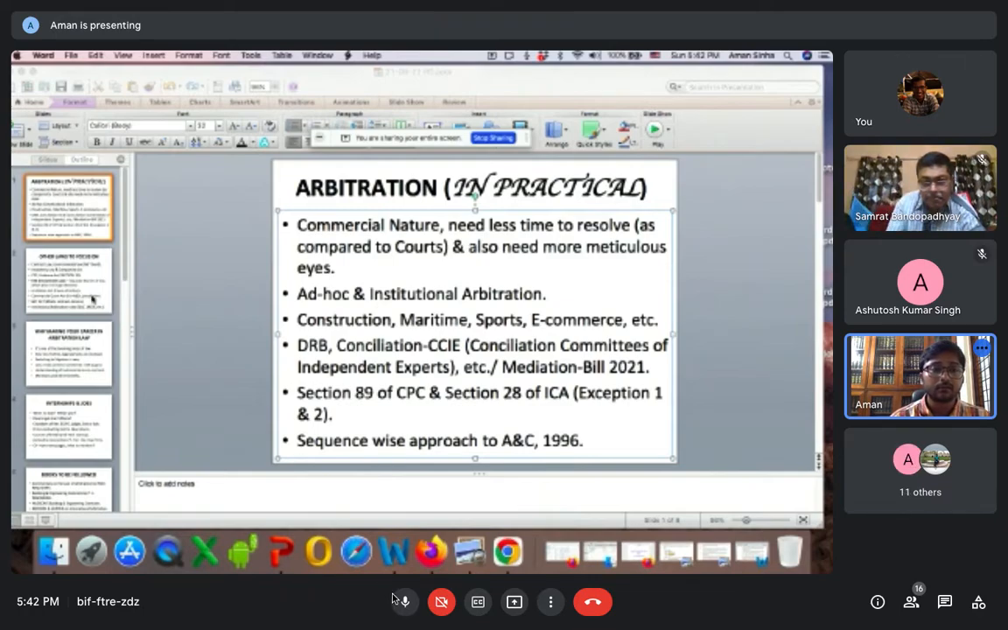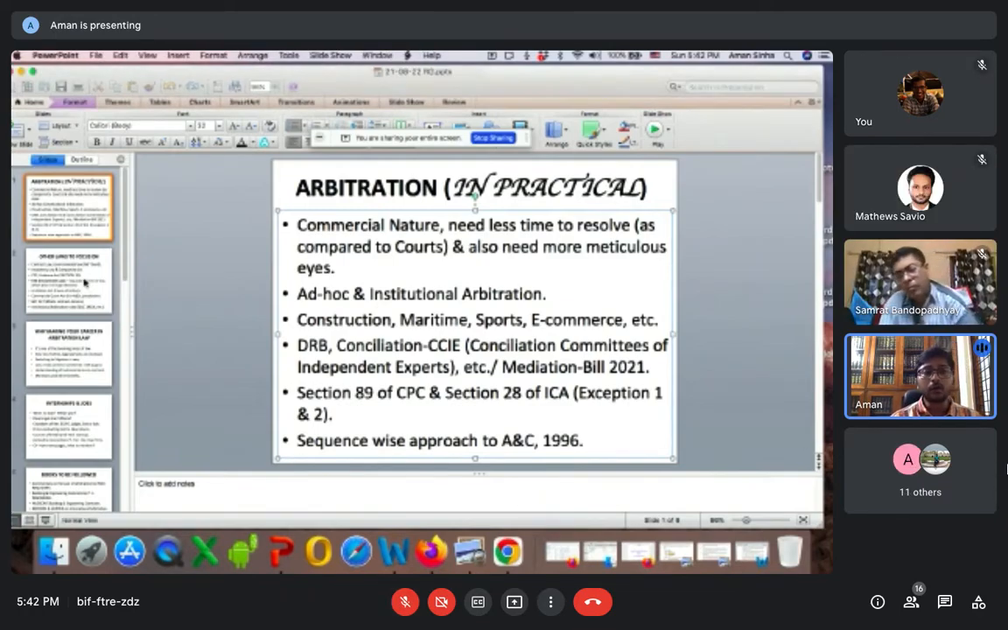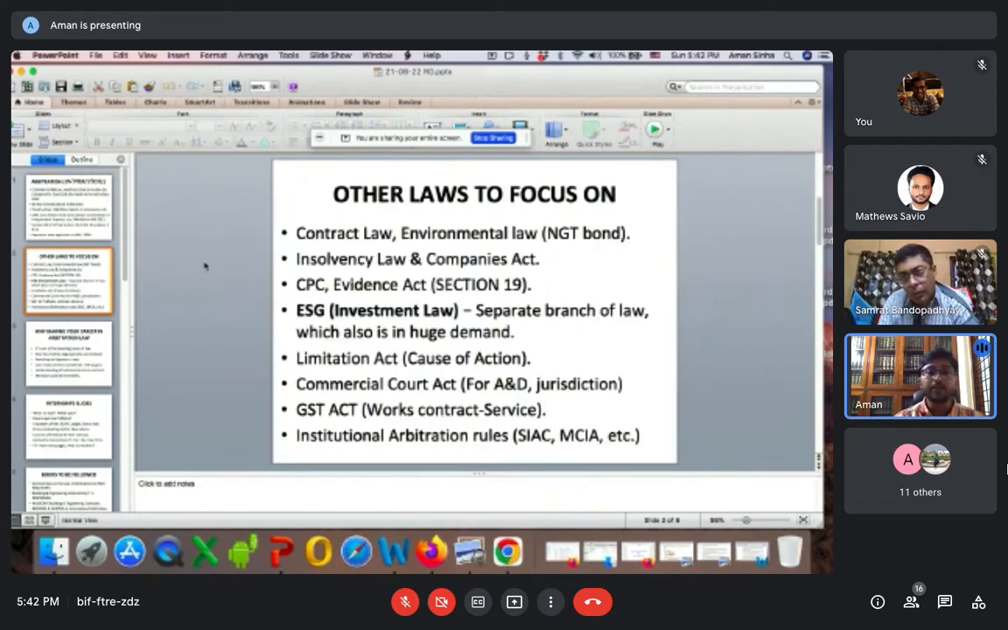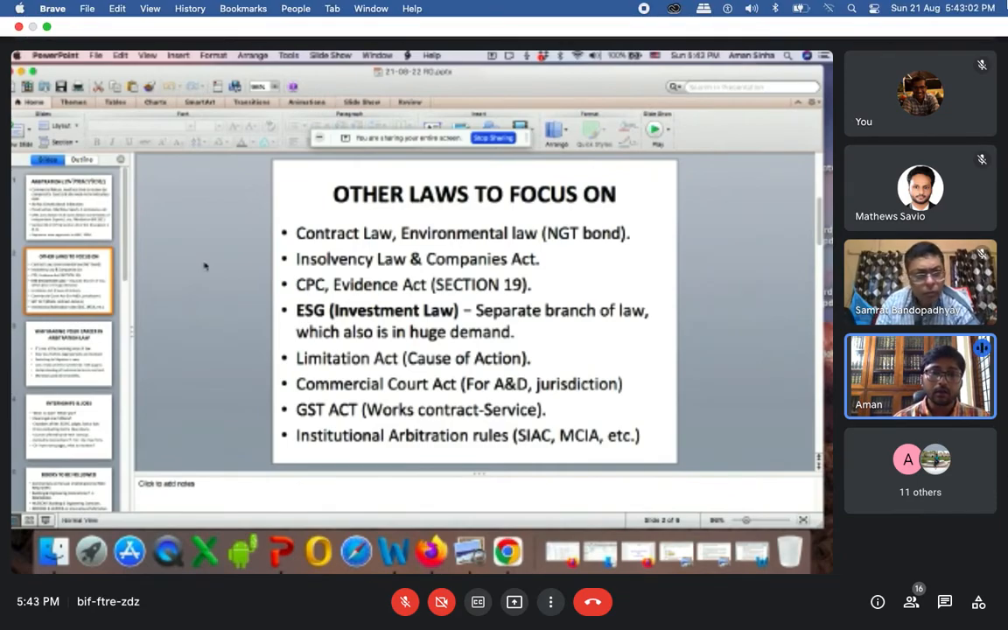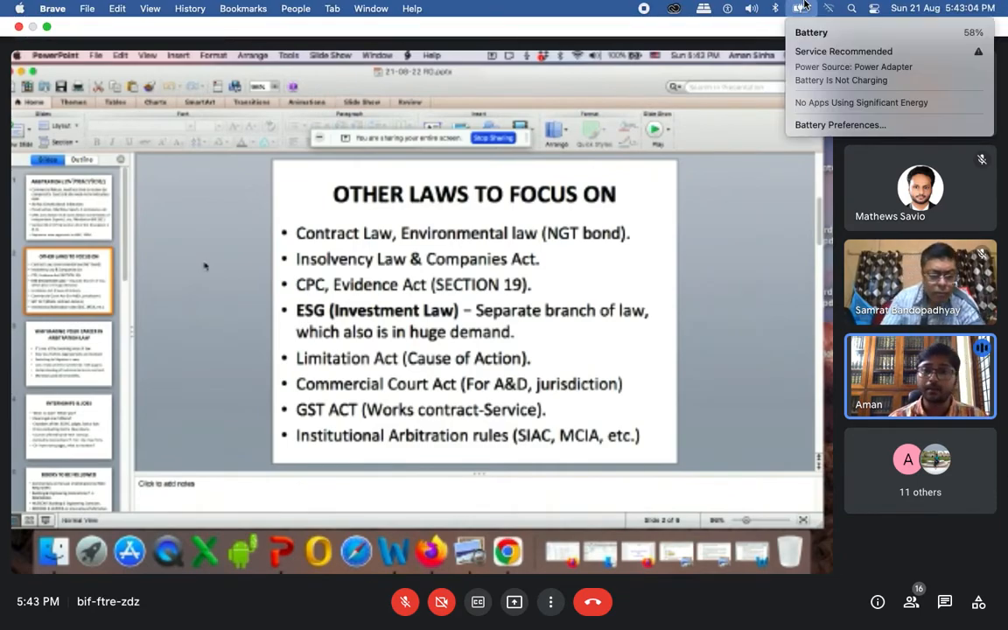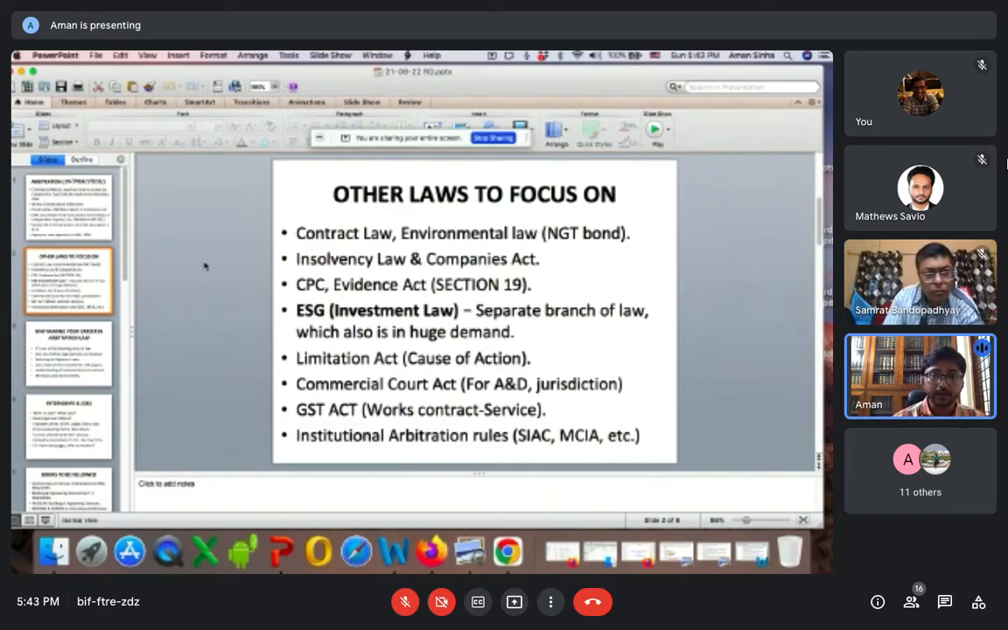Yes, sir. Okay. Not only the Arbitration and Conciliation Act, these laws are also important, besides the Arbitration and Conciliation Act, that one has to focus on: contract law, which I've already explained, environmental law, like I was saying about the NGT bond, insolvency law, and the Companies Act. So this is important.